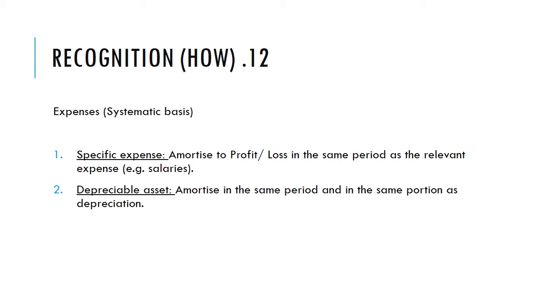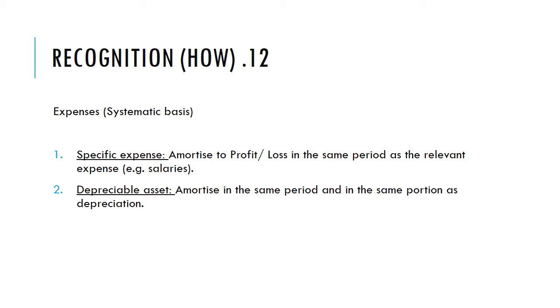So what basis are we going to use? If we have a specific expense, we amortize to profit and loss in the same period as the relevant expense. For example, if I spend 100,000 Rand in year 1 and 110,000 Rand in year 2, we use that ratio to see in which year I recognize how much income.